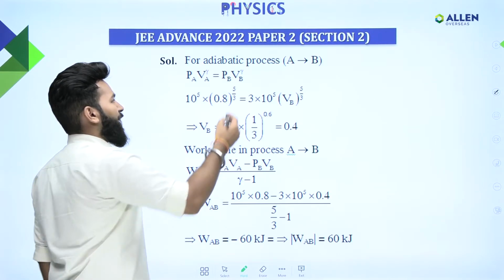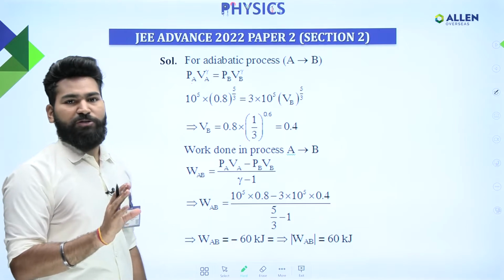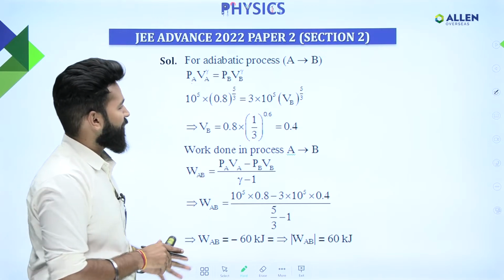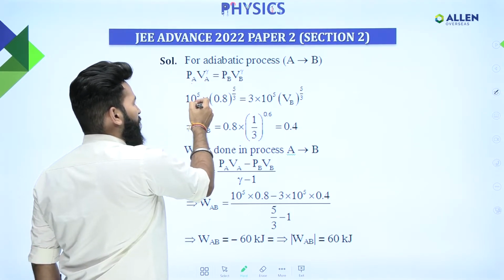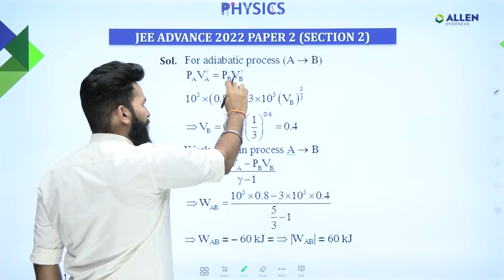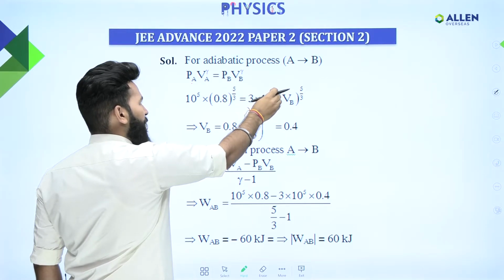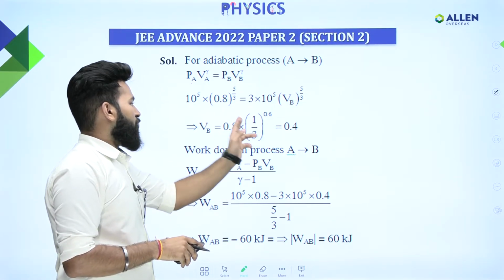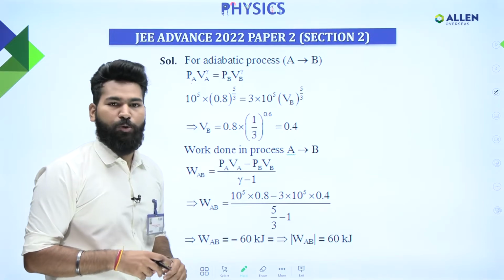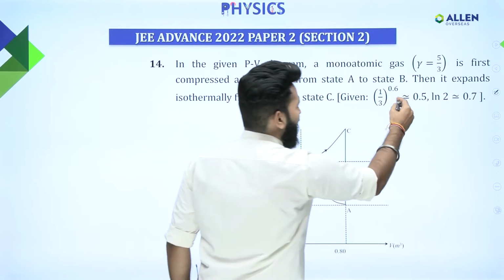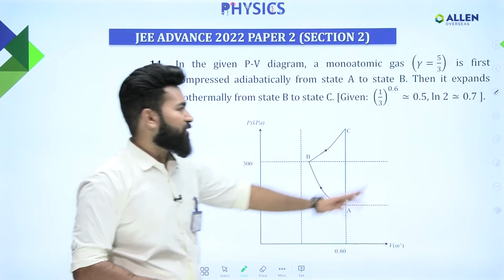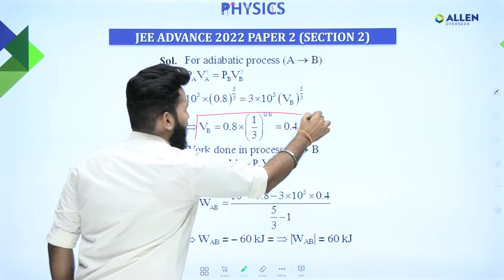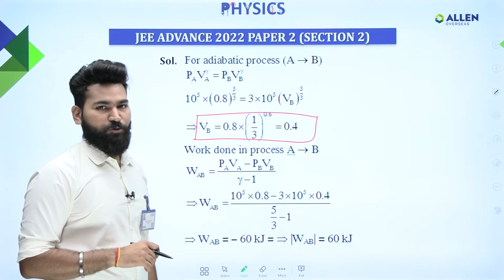We know that for an adiabatic process, PV raised to the power gamma remains constant. So for both of the states, I can equate that PA VA raised to the power gamma will be equal to PB VB raised to the power gamma. Pressure at point A is 10 raised to the power 5 Pascal, volume is 0.8, gamma is 5/3. Pressure at point B is 3 into 10 raised to the power 5, and volume at point B, let it be VB. When you solve it for VB, you will get an expression of 1/3 raised to the power 0.6, and it's given in the question that 1/3 raised to the power 0.6 is approximately 0.5. So when you solve it, you will get the value of VB as 0.4 meter cube.